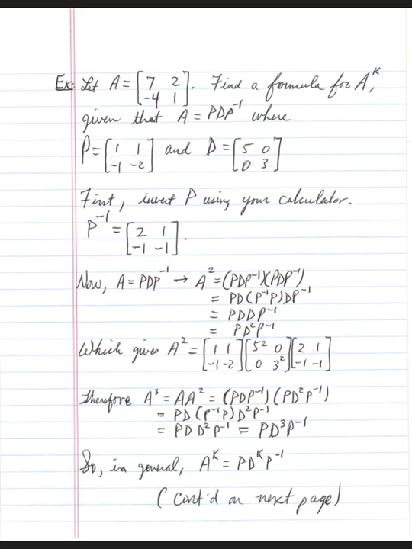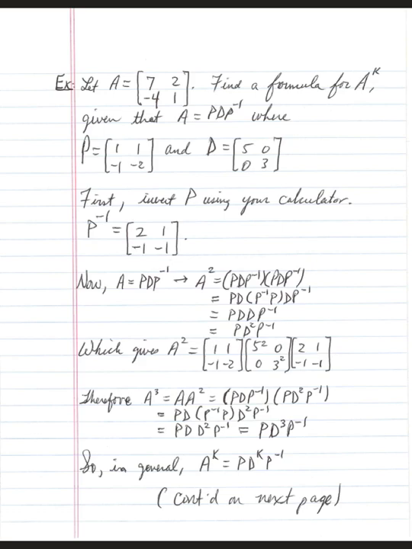First, use your calculator to invert matrix P, and that'll give you P inverse. If you do it by hand, just remember you need the determinant, which is -2 minus -1. That's -1. You swap places and change signs. If you don't want to mess with doing it by hand, it's totally appropriate to use your calculator. But this is P's inverse.